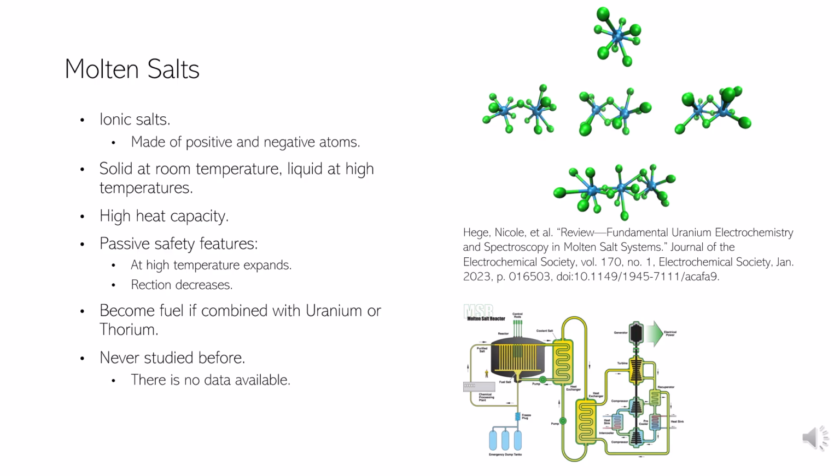Despite its potential, these are compounds that have never been studied, and this holds back the development of molten salt nuclear reactors. In order to develop the reactors, information about the thermophysical properties of molten salts must be determined, and that's what we are doing with the use of computational chemistry.